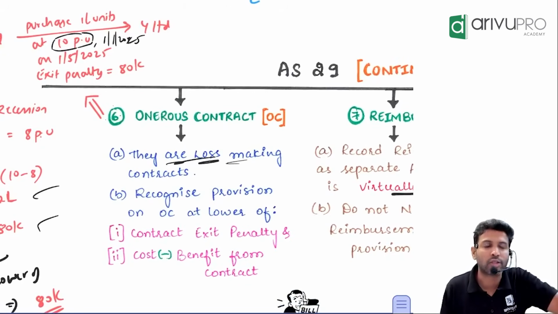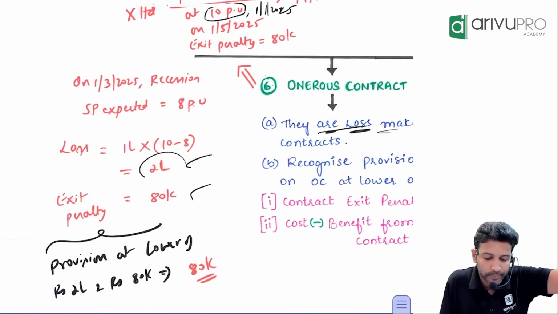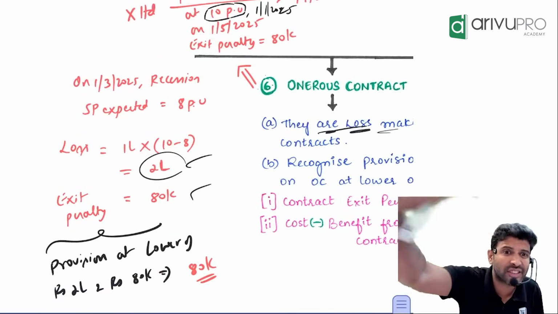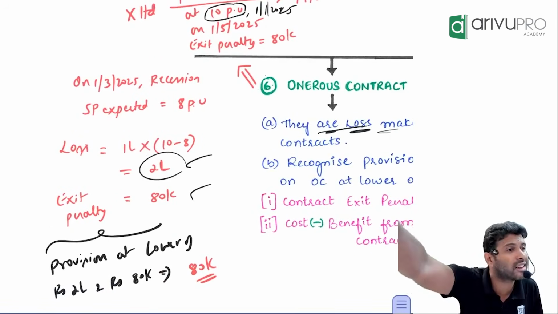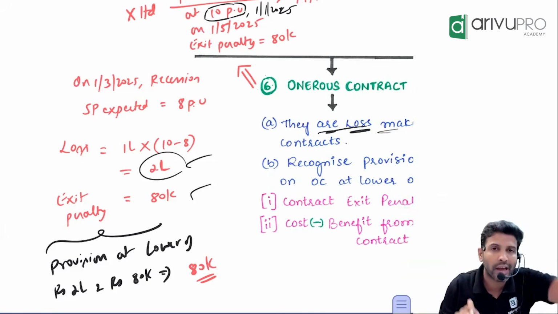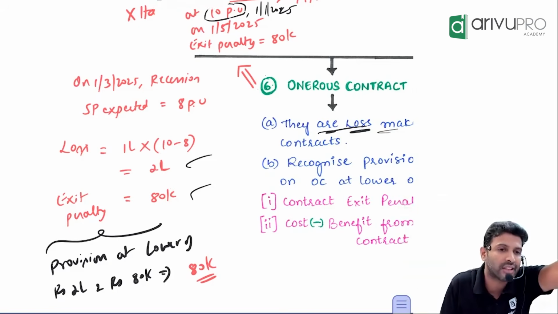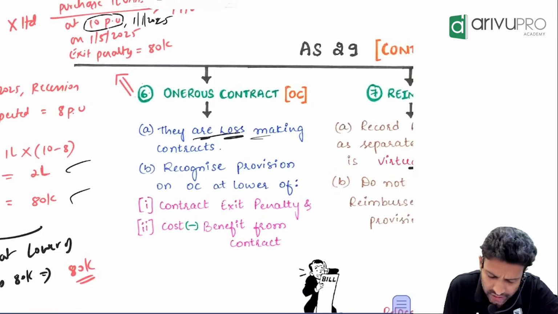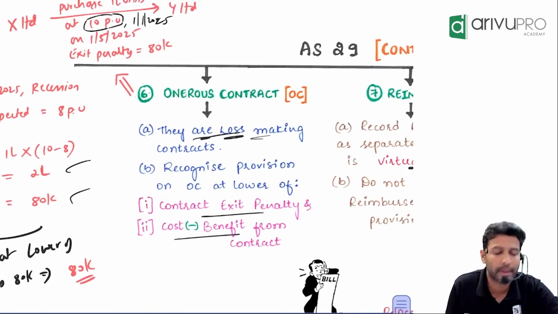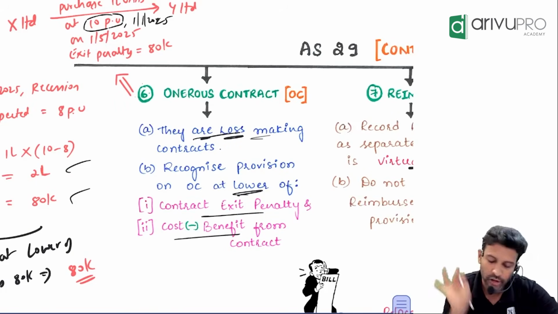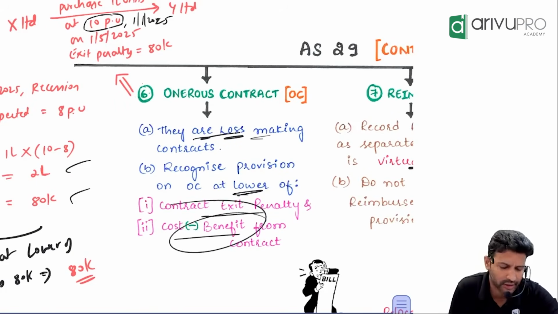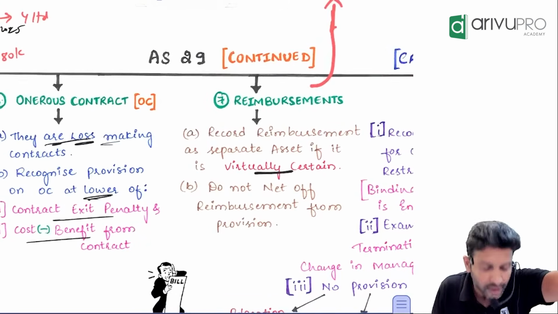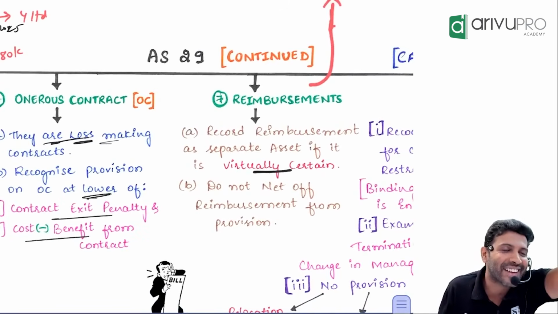What is that 2 lakh? That 2 lakh is nothing but excess cost, because cost is greater than the benefit. So that 2 lakh is excess cost. In this, 80,000 is the exit penalty. So you will recognize the provision at excess cost or contract penalty, whichever is lower. That's all you have to do. The actual definition is fine. So understood now: excess cost or exit penalty, whichever is lower.